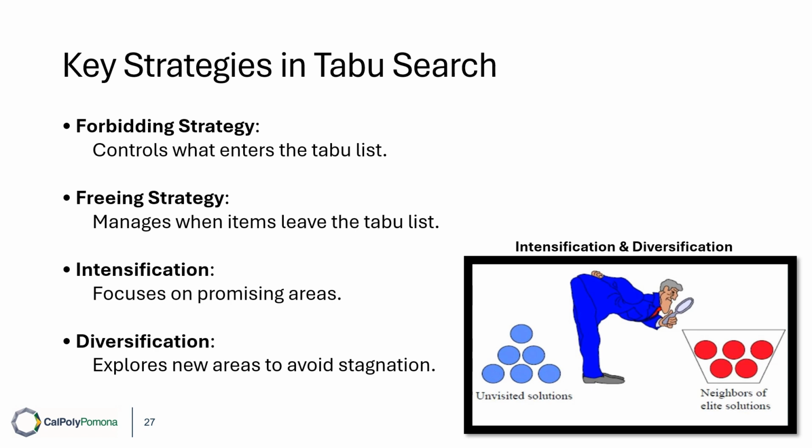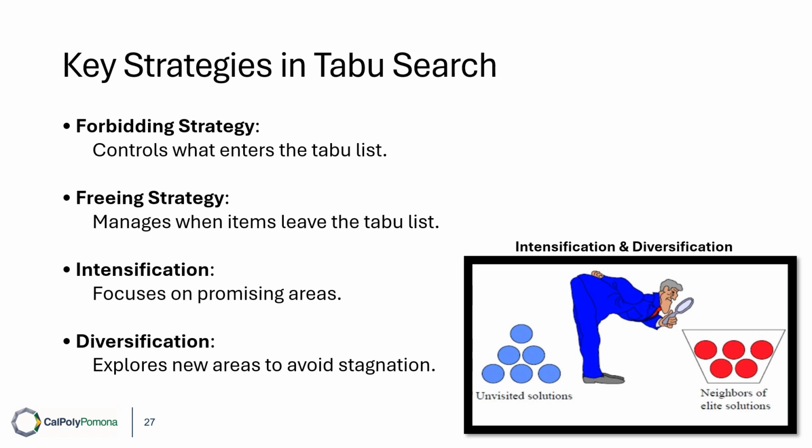For intensification, it refines the search around the best solutions found, using mechanisms like aspiration criteria to allow revisiting tabu moves if they lead to better solutions. Here, intensification means the right side, the red bars. Those red bars represent solutions that are neighbors of the best solutions found so far.